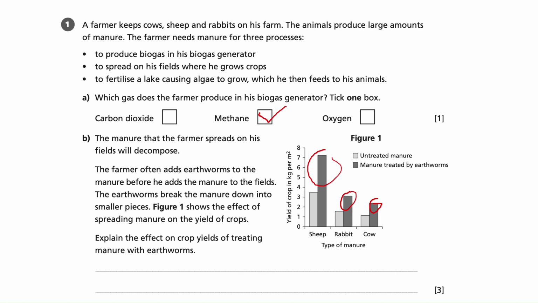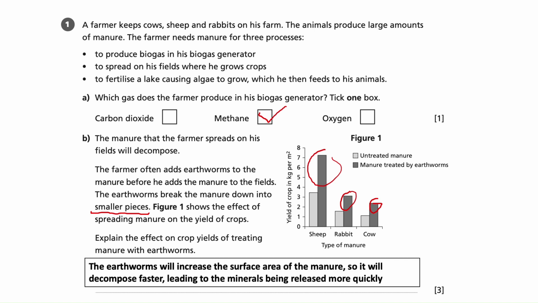I suppose the key to this question is not just describing what you see in the graph, but actually explaining why it shows that. And the key here is talking about what the actual earthworms do. They break the manure down into smaller pieces. Therefore, what's that going to do? Increase the surface area of the manure. That scores as the first mark available.